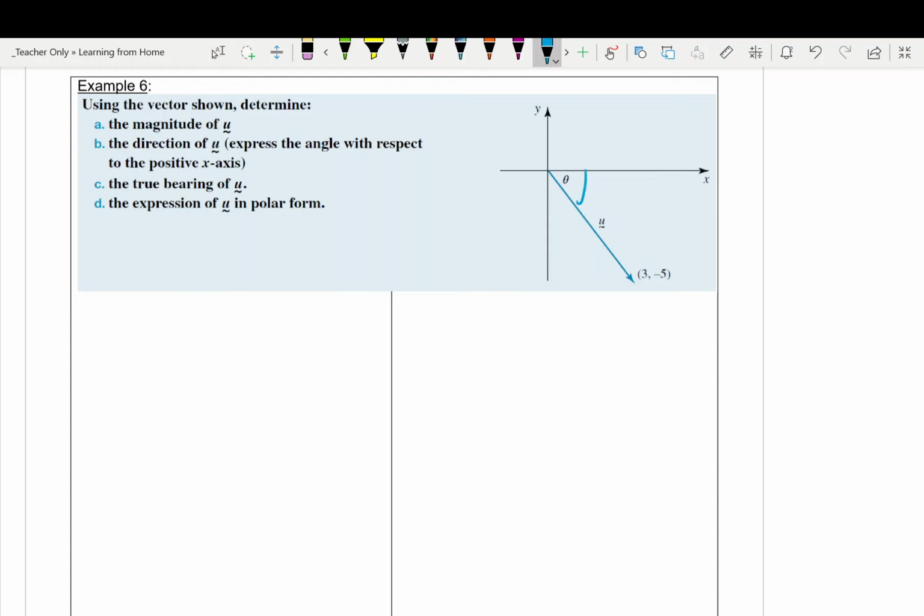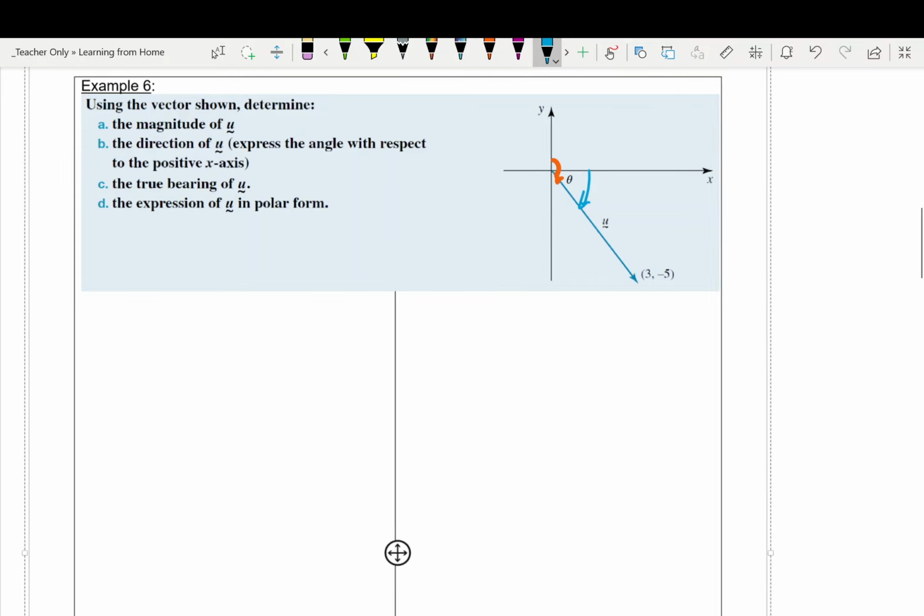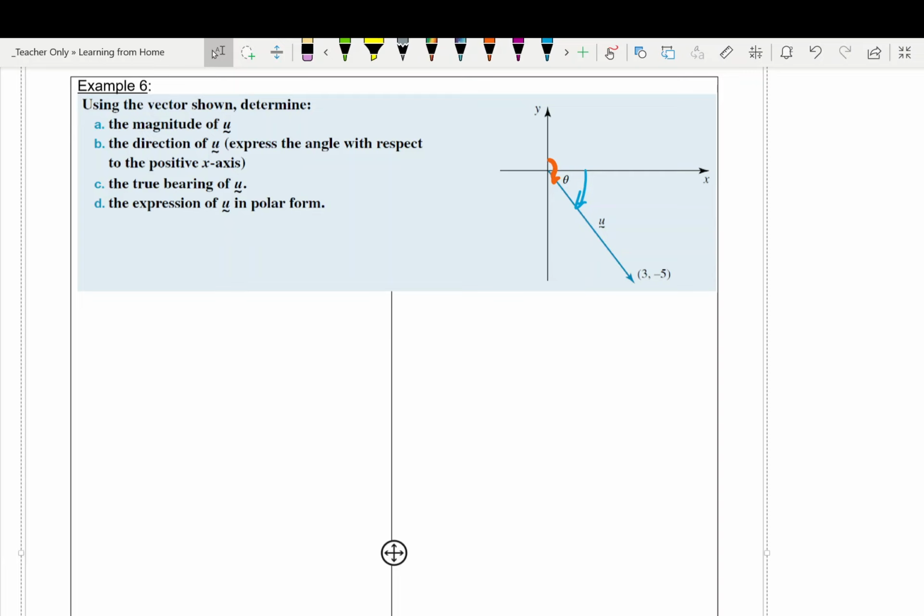So we have this first angle we can look at, which is the angle it makes with the positive x-axis, and then the second angle that I'm going to do in orange will be our second angle coming through from a true bearing. So something to note about this vector is that we have negative y direction and positive x direction. That places us in the fourth quadrant, which means our angle is going to be between 0 and negative 90, or 270 and 360 degrees. I'm going to go with the negative angle just because I think it's a little bit easier for this particular example. So part A, magnitude of u.